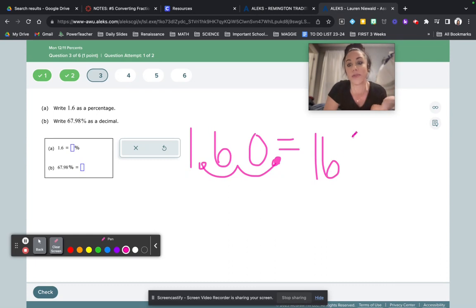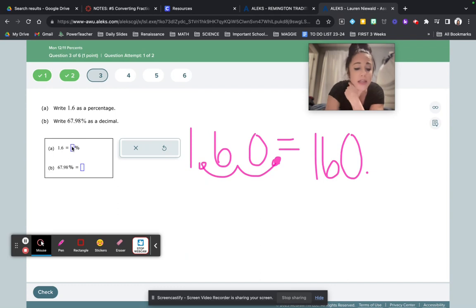If you wanted to, you can multiply it longhand off to the side, but it's going to give you 160 with kind of an invisible decimal point right there. Okay. So I'm going to type in 160% here.